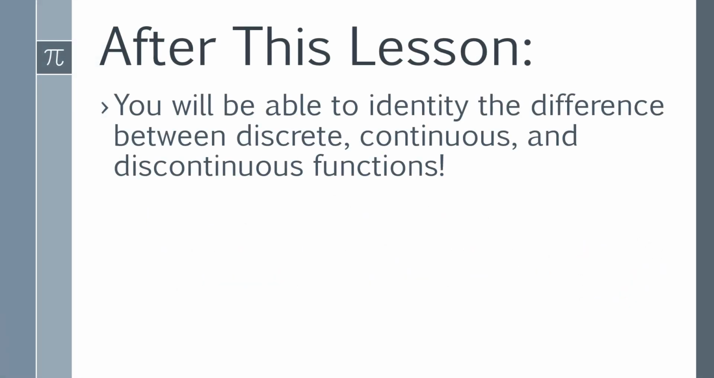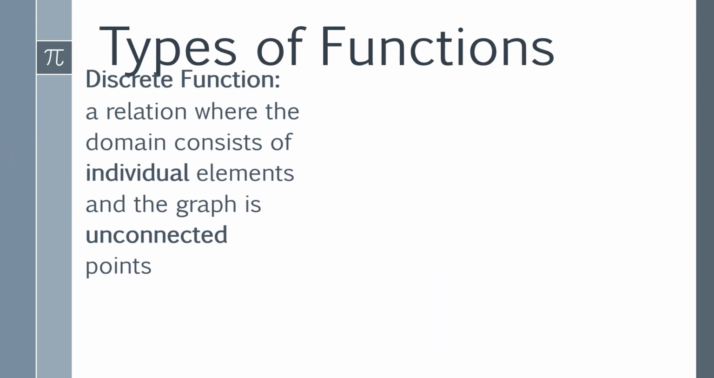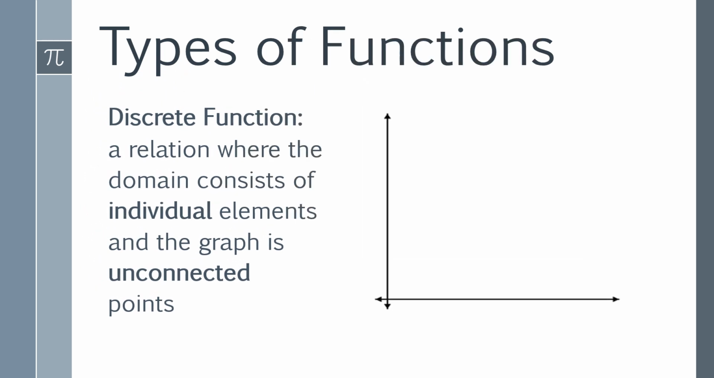After this lesson, you will be able to identify the difference between discrete, continuous, and discontinuous functions. Okay, a discrete function is a relation where the domain consists of individual elements and the graph is unconnected points. So basically, it just looks like this. Just points on a graph. They're just all separate values and they're unconnected.